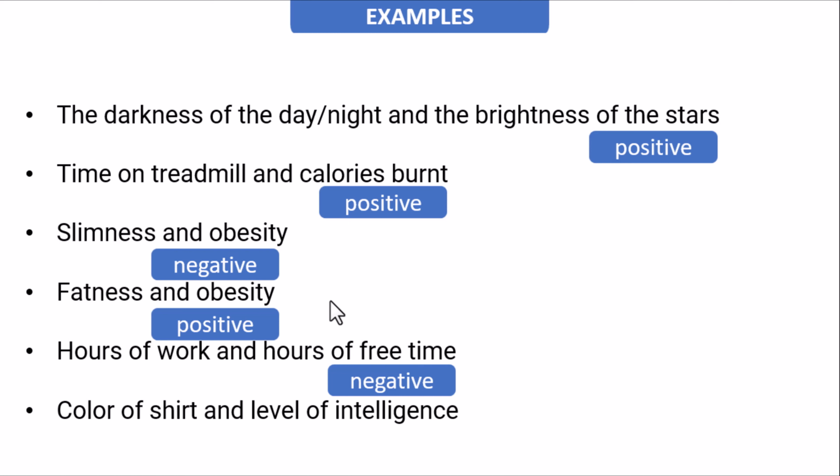Next, we have color of shirt and level of intelligence. An intelligent person can wear the same shirt as a dumb person, and a dumb person can wear the same shirt as an intelligent person. So it's not as if, as intelligence increases, there is a color of shirt that people tend to wear when they become more intelligent, or a shirt that people wear when they become less intelligent. No. So therefore, these are not even related at all. So we can say this is neutral, no correlation.